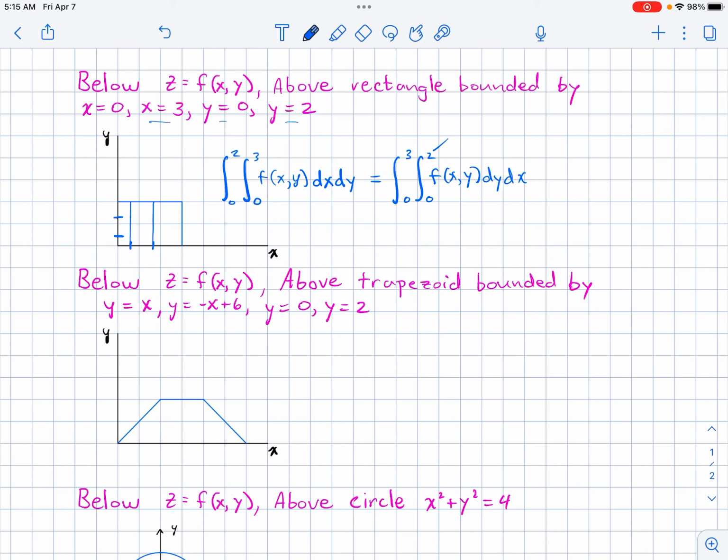Now, notice how simple this is. We just had numbers. No algebraic expressions in here for our bounds of integration, just numbers. And that's because we just are integrating over a rectangular region.